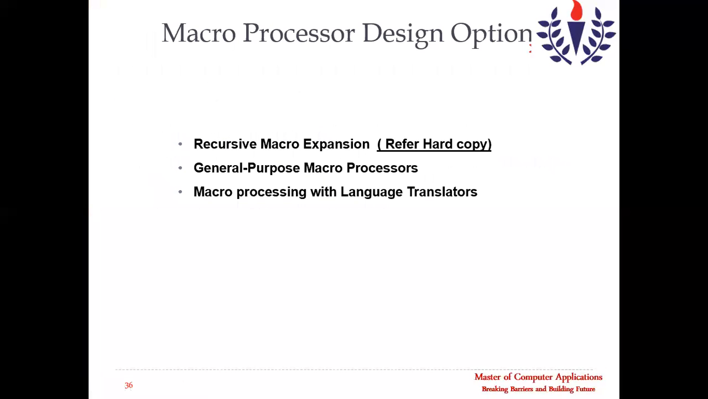Okay, so till this we have discussed the third topic from the macro processor, that is the features of machine independent macro processor. So this is the last topic, that is macro processor design options. In this we will discuss three types of design options: recursive macro expansion, general purpose macro processors, and macro processor with language translation.